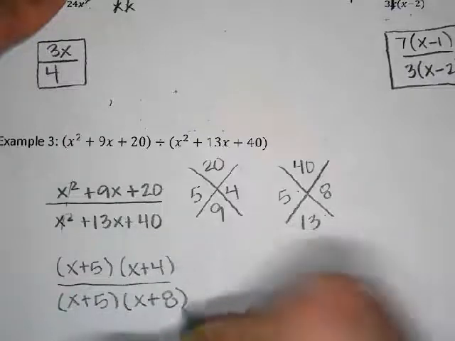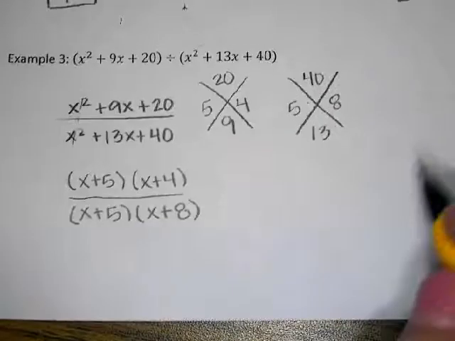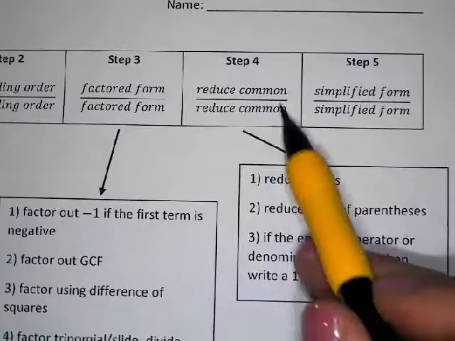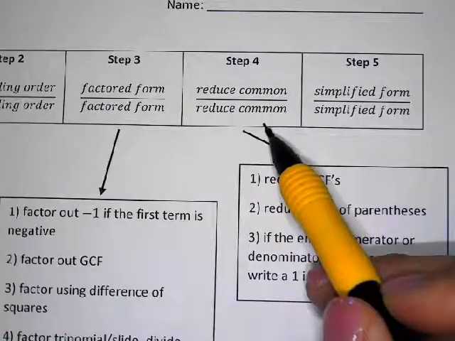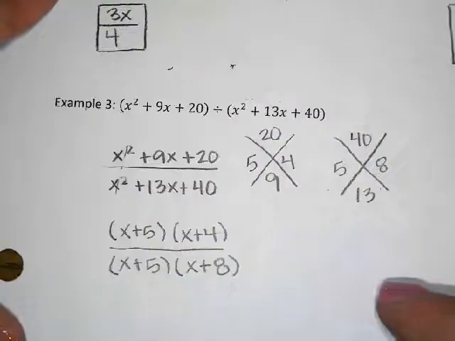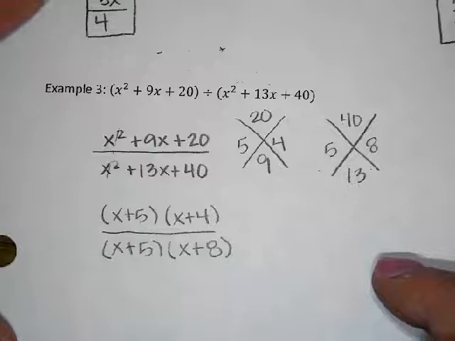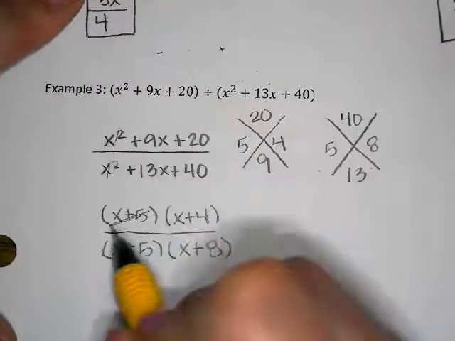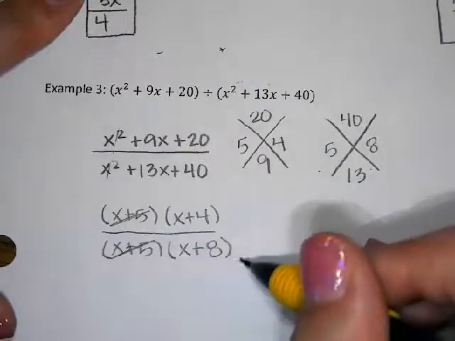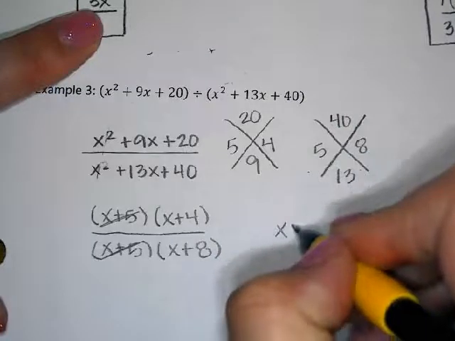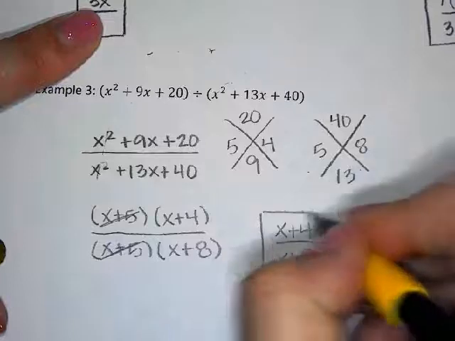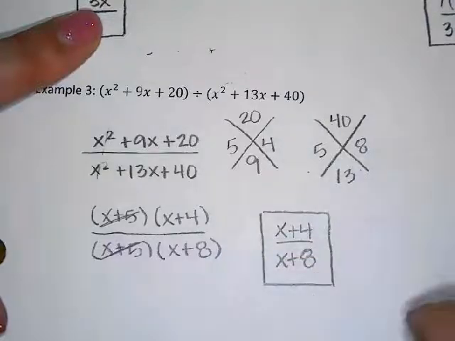Now what we do is we look and say, let's reduce the factors that are the same. If we look at this problem, what do you see on top and bottom that is identical? The 5s. So x plus 5, those are the same. X plus 4 and x plus 8, those are not the same. Those are different. So our final answer is going to be x plus 4 over x plus 8. And we are done. That's it.